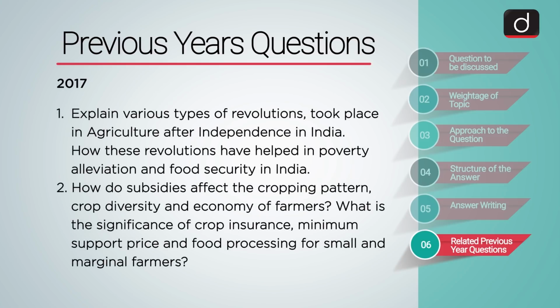In 2017, the following questions were asked. Explain various types of revolutions that took place in agriculture after independence of India. How these revolutions have helped in poverty alleviation and food security in India. How do subsidies affect the cropping pattern, crop diversity, and economy of farmers? What is the significance of crop insurance, minimum support price, and food processing for small and marginal farmers?